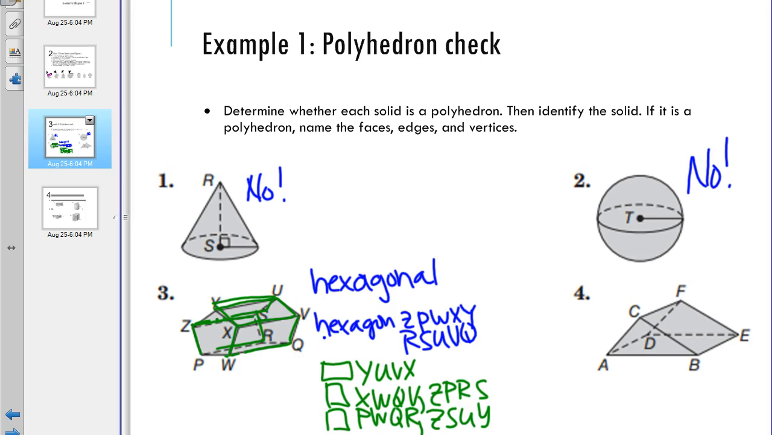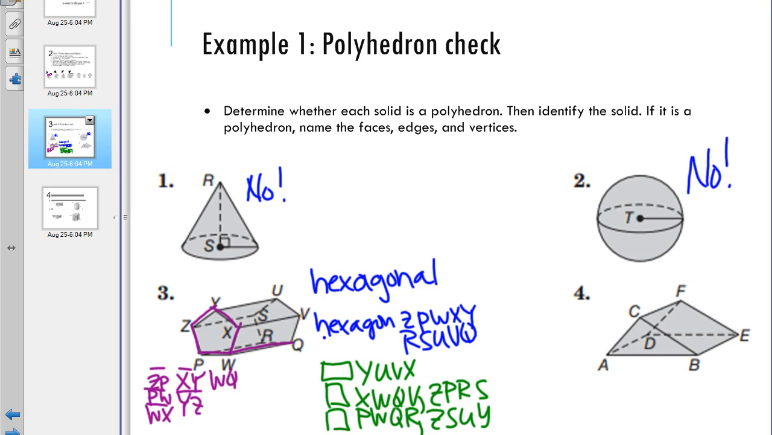It also says that we are supposed to name the edges. The edges will be line segments. So let's do that really quickly. So I have PW, put segments over those, WX, XY, YZ. Kind of get the point here. So you're going to go through and name all of those.